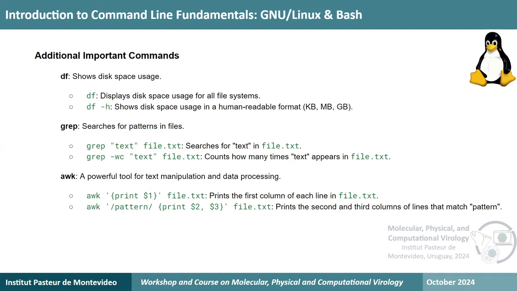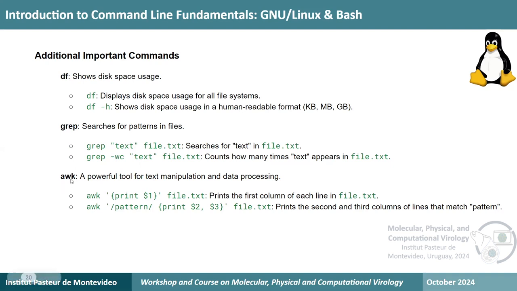And then we have the grep command. Grep is a powerful tool for searching through text files. It's great for locating specific words or patterns in a file. In this case, the grep command searches for the exact word text inside file.txt, and it will show us all matching lines which contain the word text. The second example searches for the exact word and counts how many times it appears in the file. Grep is invaluable for quickly finding information in large logs or text datasets.